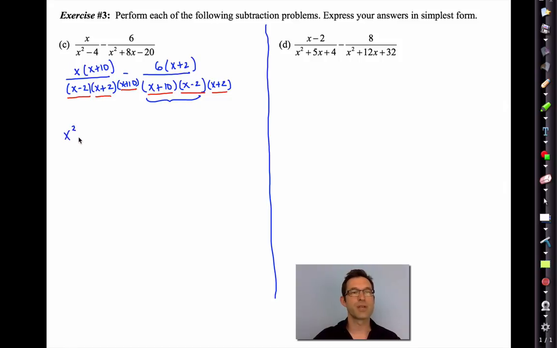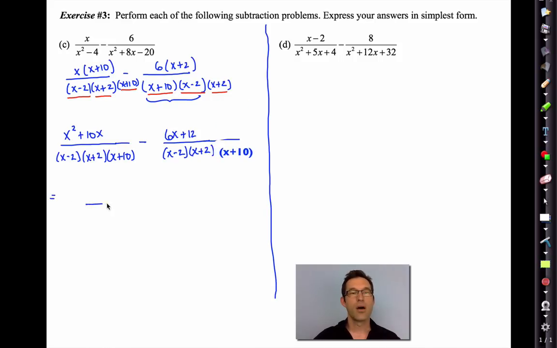That first numerator is going to be x squared plus 10x. Here's the part that I actually dislike the most, is I've just got to keep writing out this very complicated denominator in its factored form, and that kind of makes my hand sore. Minus this one will be 6x plus 12, all divided by x minus 2, x plus 2, x minus 10. All right.